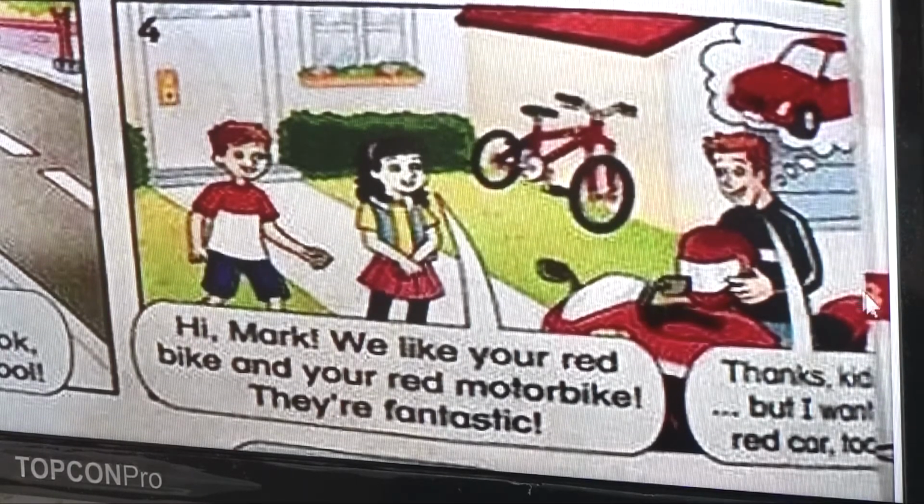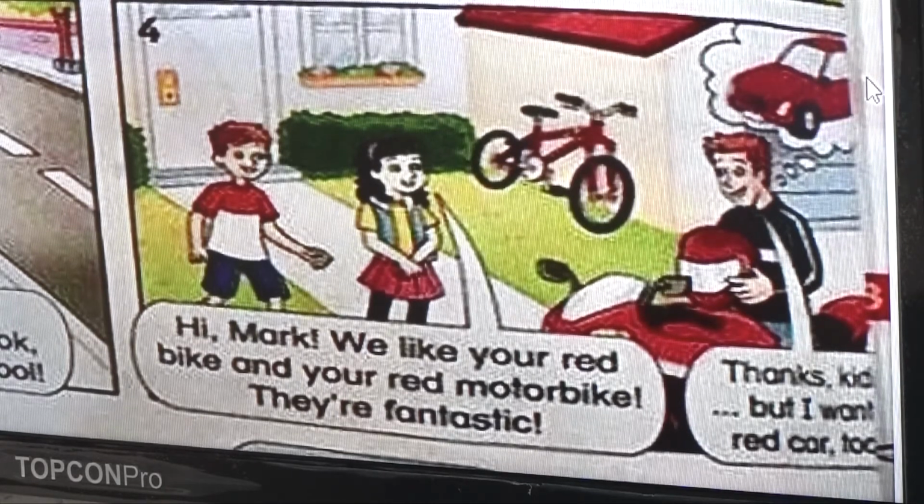Okay? So Mark says, thanks kids, but I want a red car too. Alright, let's read together again. Alright, look at your book. What does Mark say? Thanks kids, but I want a red car too. Alright, so how many red things does he have right now? He has 2 red things, right? 1 bike and 1 motorbike. But he wants one more. What is it? He wants a red car too.